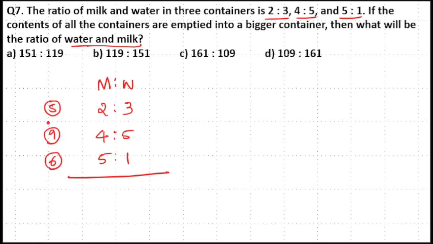Since the parts are not equal, you cannot directly add these ratios together. So to make the parts equal, multiply the first ratio with 9 into 6. Multiply the second ratio with 5 into 6. Multiply the third ratio with 5 into 9.